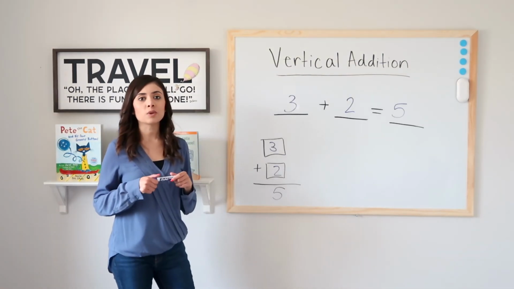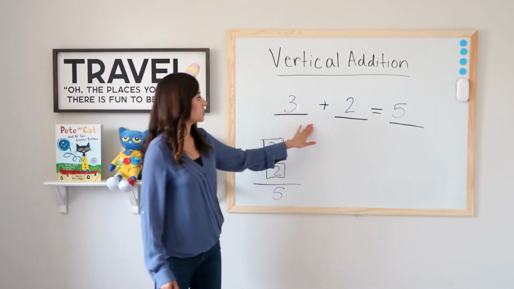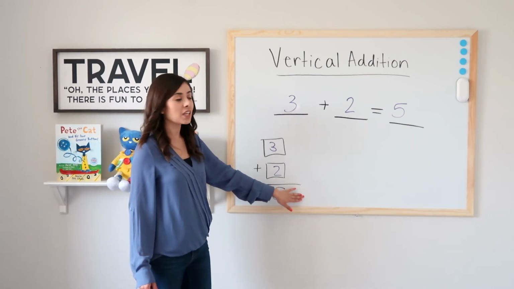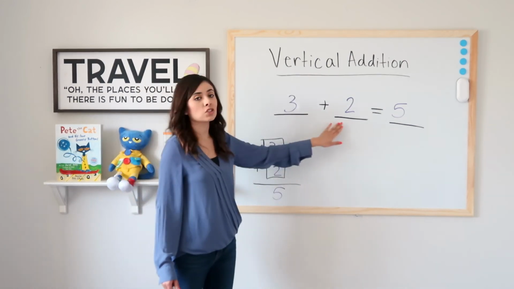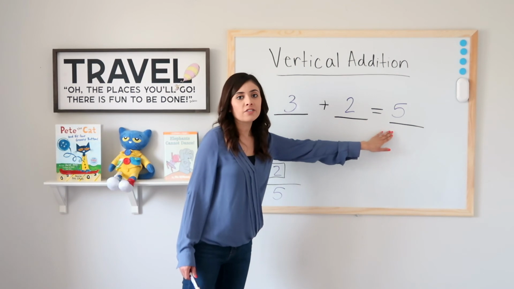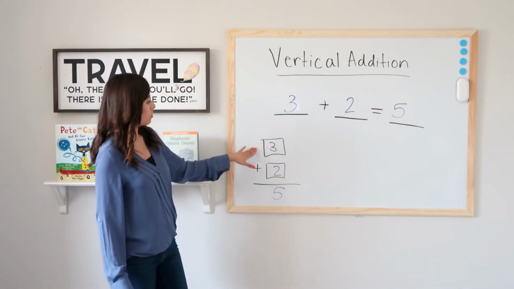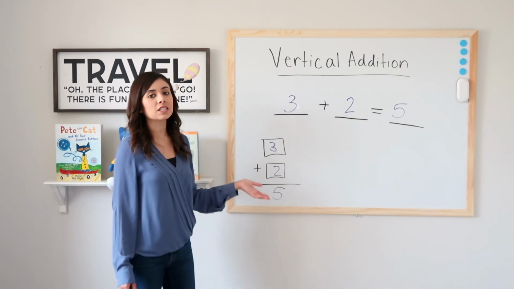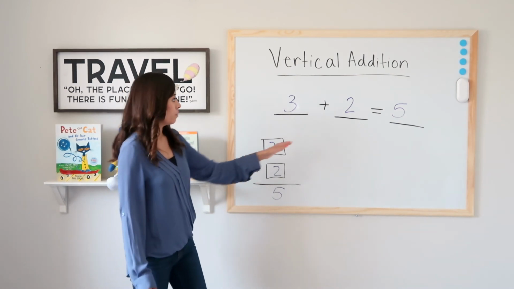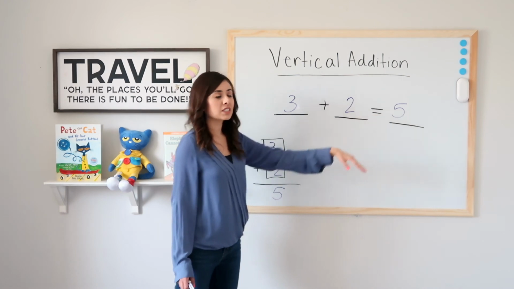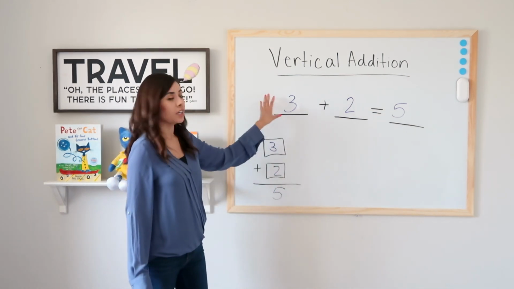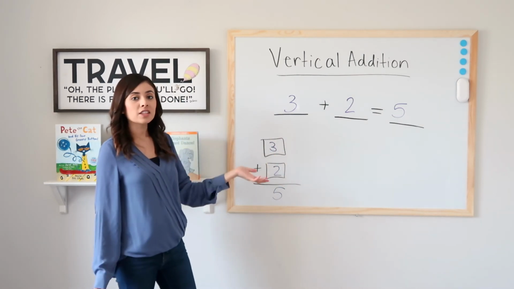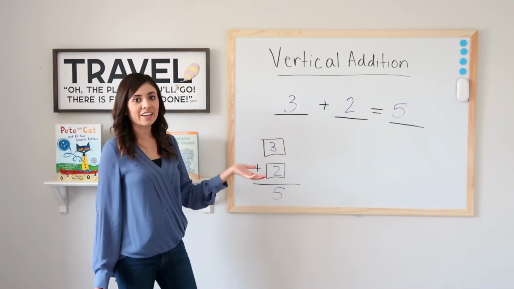Okay, so something big that you want to take out of this is that adding horizontally and vertically is pretty much the same thing. Here I have 3 plus 2 equals 5. Over here, I have 3 plus 2 equals 5. The only difference really is that they just look different. My equal sign has 2 small lines. Here it has 1 big line. Here we're going side to side. Here we're going up and down. Other than that, it really is just the same thing, guys.